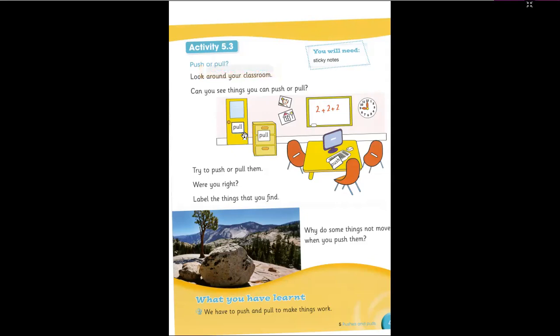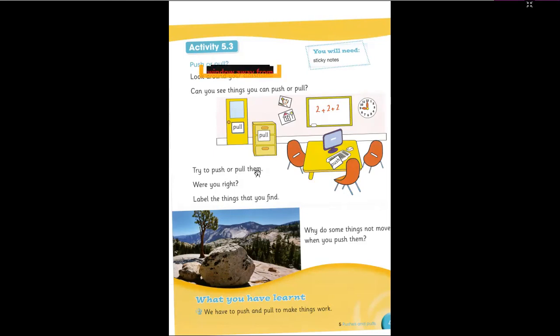Other examples are chalk and the blackboard. When someone uses a blackboard or a whiteboard with a marker, what do they do? They push the ink onto the board in order to write. Understood? Can you see things you can push or pull? There are a lot of things. Even our pen, when we are writing, the ink is pushed through the nib. Okay, this is an easy example.